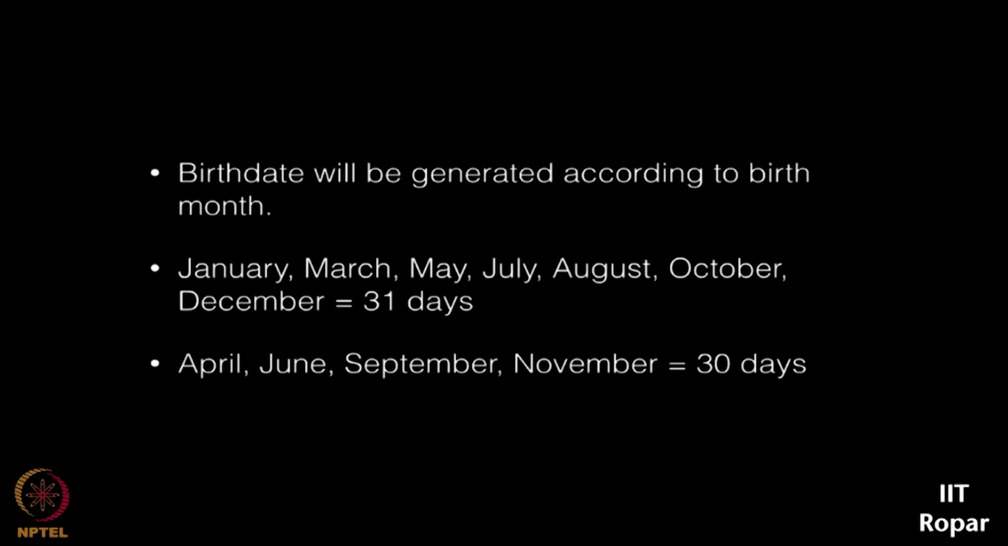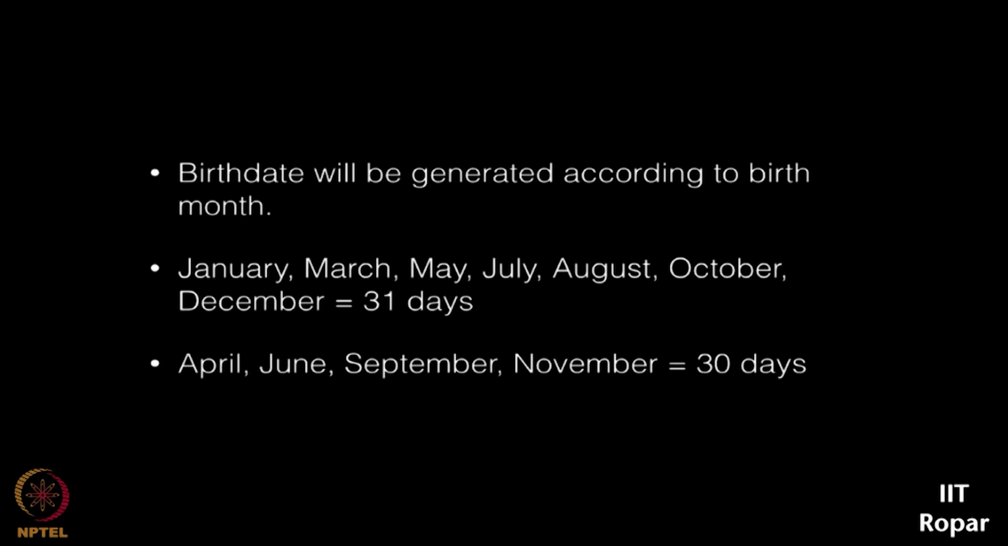So birth date will be generated according to the birth month. As you know, some months comprise of 31 days and some months comprise of 30 days. So we have January, March, May, July, August, October and December. They comprise of 31 days. We have April, June, September, November. They comprise of 30 days.